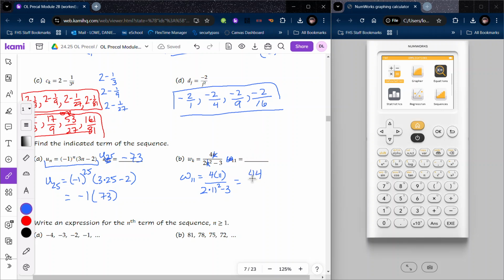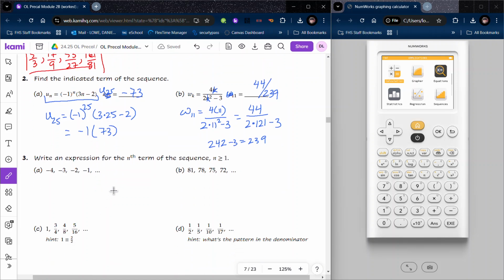This would be a numerator of 44, a denominator of 2 times 121 minus 3. 2 times 121, that's going to be 242, minus 3, that's going to be 239. So I would have 44 all over 239. All right. Then if I continue, write an expression for the nth term of the sequence.